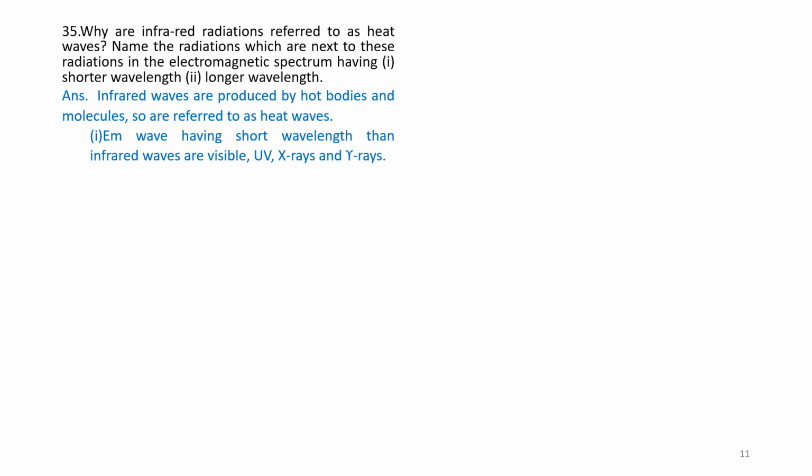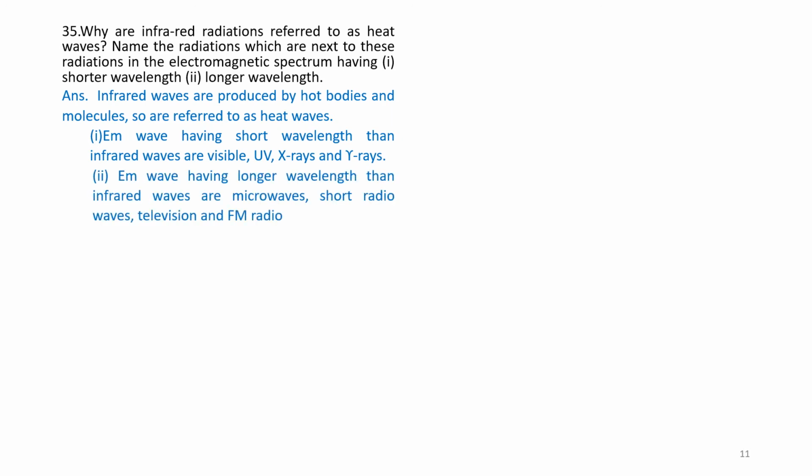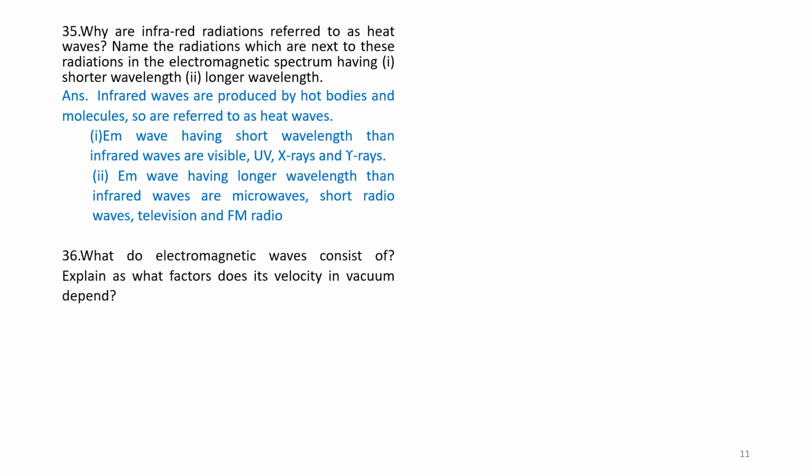Part 1. Electromagnetic waves having shorter wavelength than infrared waves are visible light, UV, X-rays and gamma rays. Part 2. Electromagnetic waves having longer wavelength than infrared waves are microwaves, short radio waves, television and FM radio.